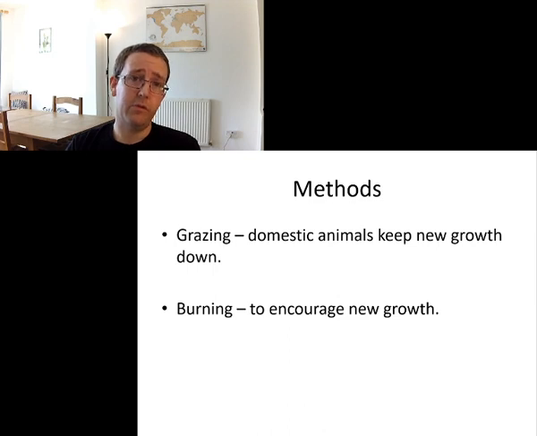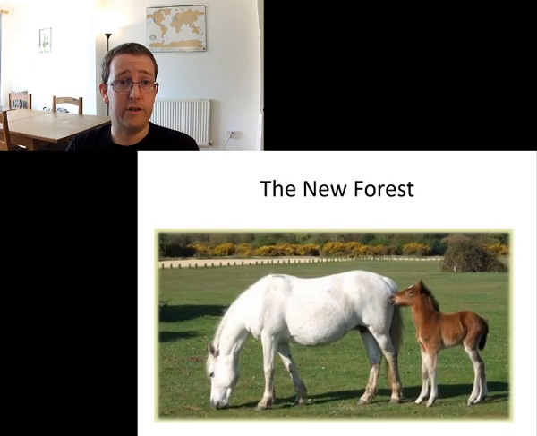So there are some common methods that have been used for a very, very long time of managing environments that don't require human intervention. One is grazing, so you use domestic animals to keep new growth at a particular level, and use different animals to graze to a different level, and the other is burning, controlled burning. And I'm going to give you a couple of case studies to look at that.